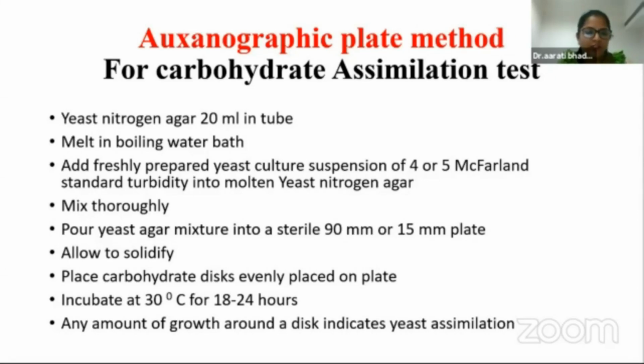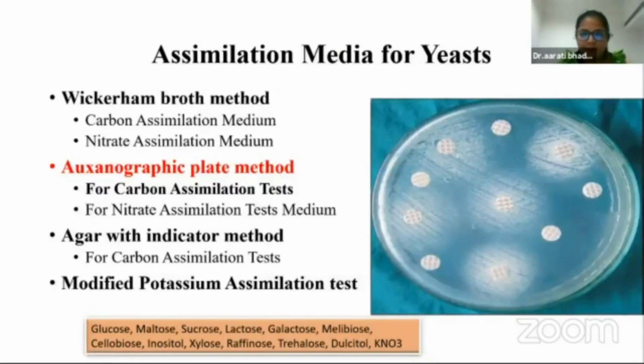So whenever we are using, we have to melt the nitrogen agar, and in that we have to add the freshly prepared yeast culture suspension of the yeast which we want to test. Then we have to mix thoroughly. Then we have to pour that yeast nitrogen medium into the sterile 90 mm or 150 mm plate and allow it to solidify.